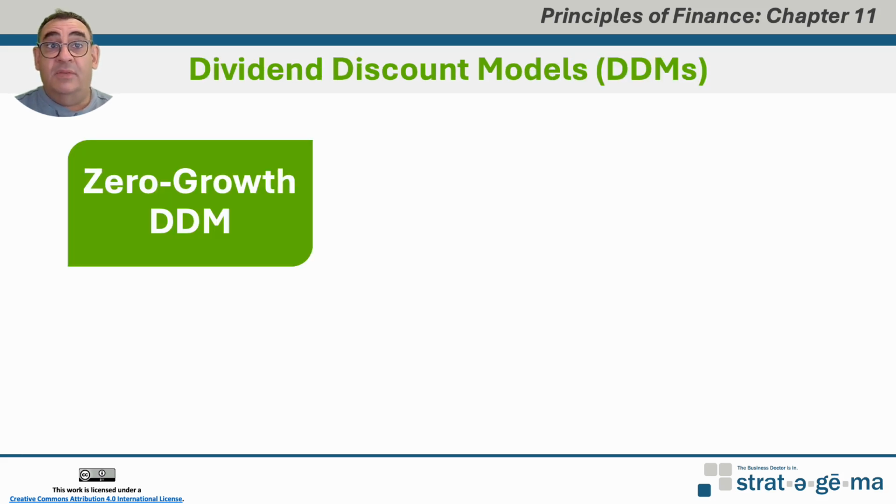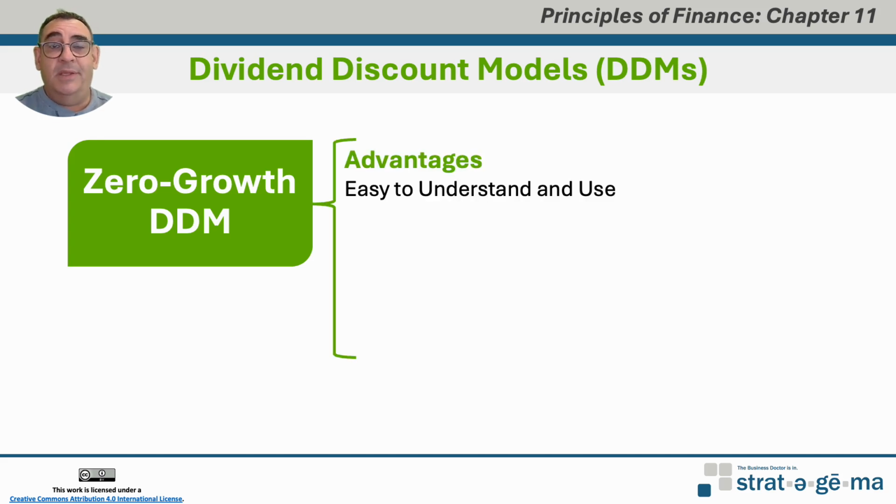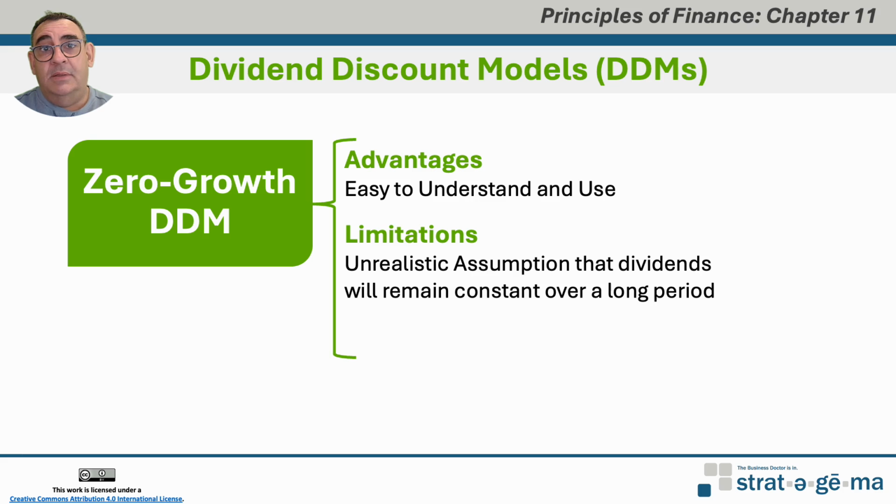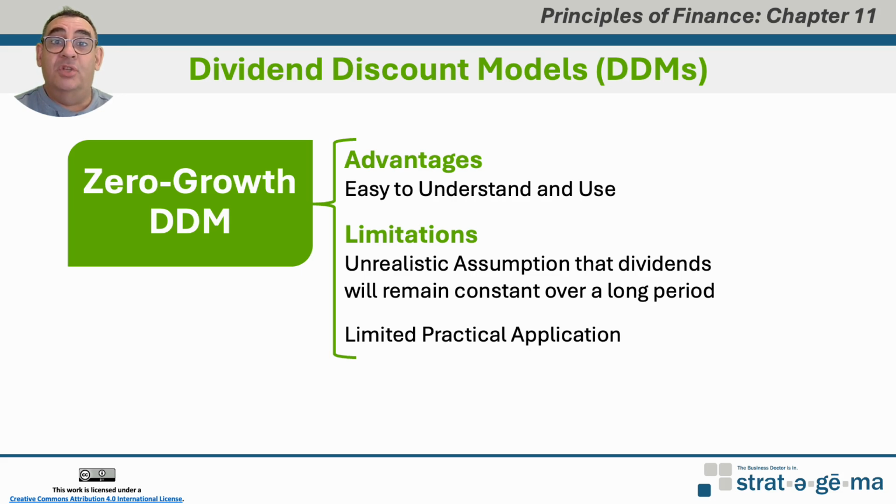The advantage of a zero growth DDM is that it's easy to use. That's about it. Its limitations are that sometimes there are unrealistic assumptions that dividends will remain constant over a long period. So that means there's limited practical application. However, there is indeed a practical application for them, and that is for preferred shares. So your preferred share, preferred stock, pays a dividend that's the same. And we'll talk more about preferred shares and preferred share dividends later on.